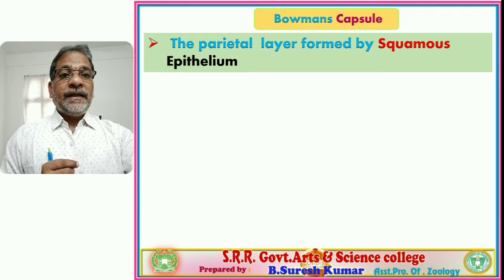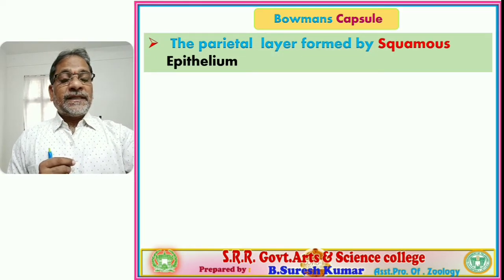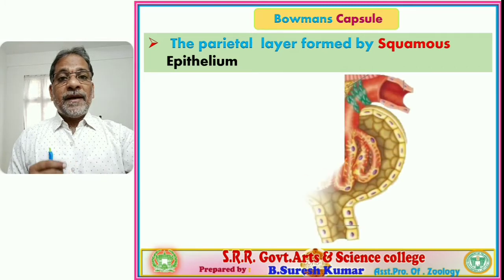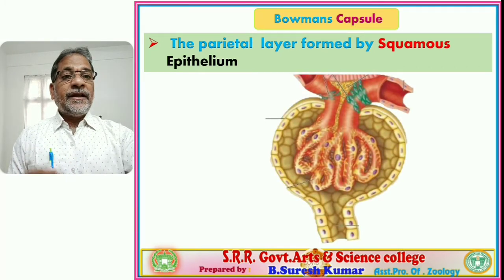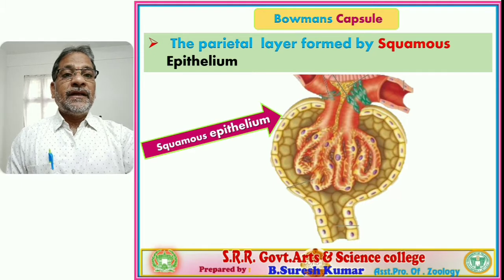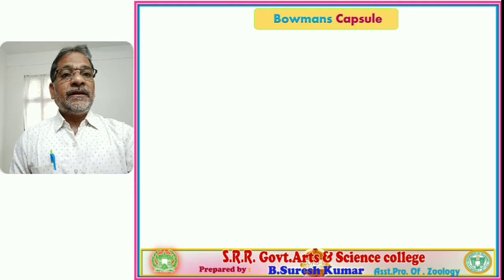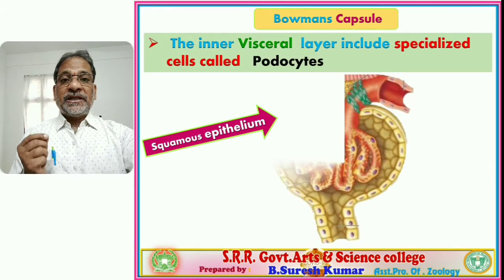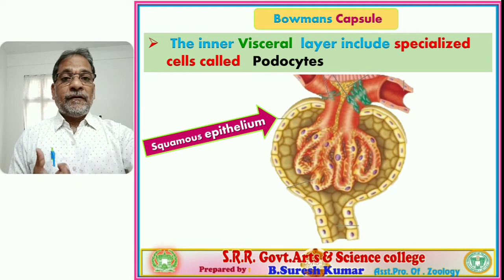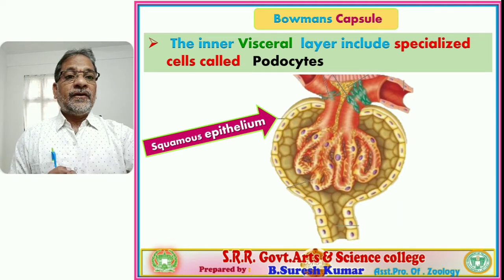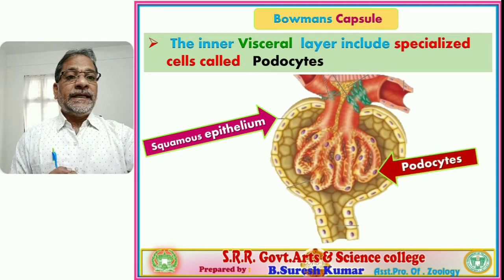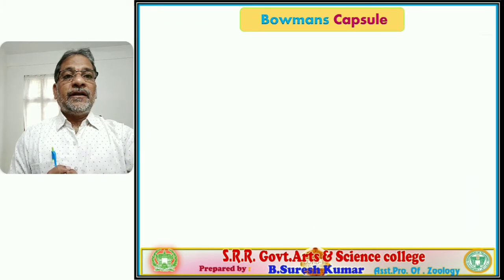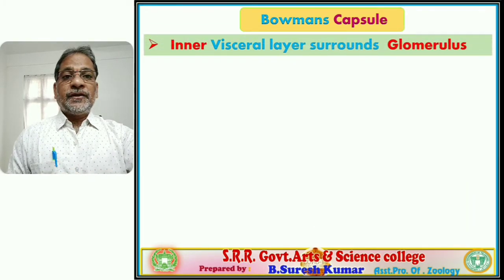The parietal layer of the Bowman's capsule is formed by squamous epithelium. So it is lined with squamous epithelium. Very important. Next, the visceral layer includes a special kind of cells called podocytes. You observe these are podocytes. They are also called foot cells.